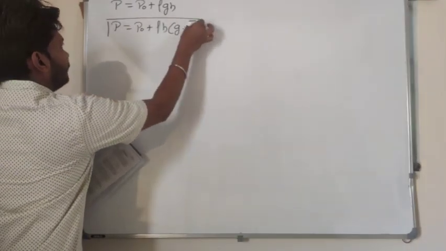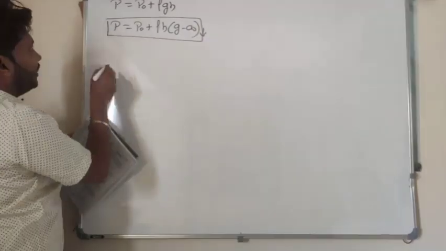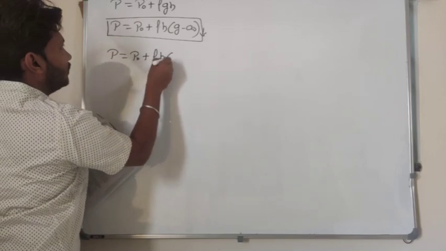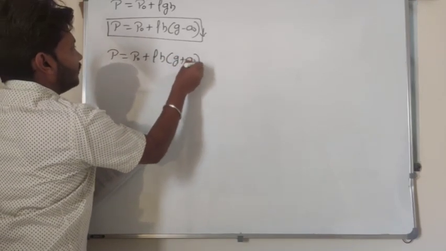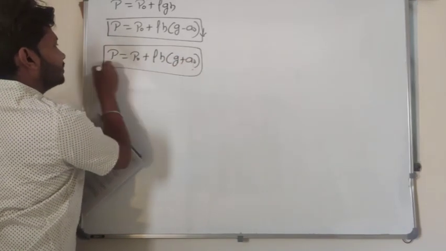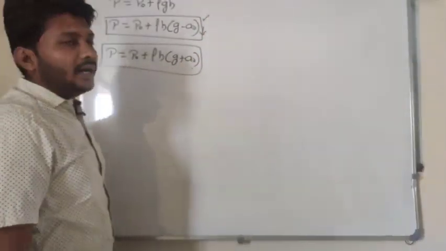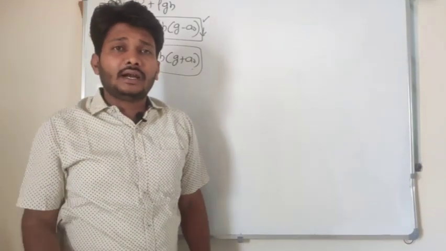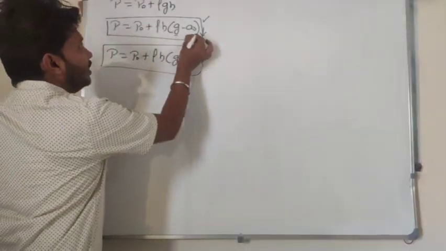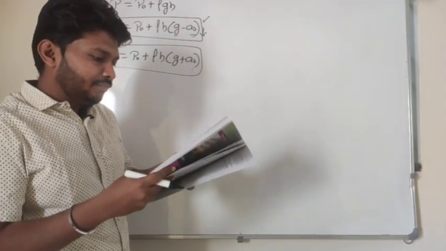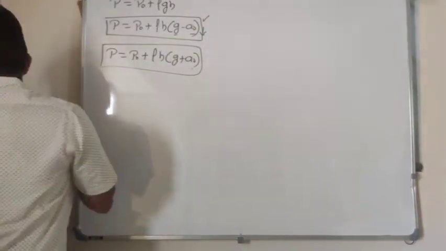So this is the answer. If suppose the body is accelerating in an upward direction, then P is equal to P naught plus rho into h, into g plus a. So remember these two formulas. In the given question they mention that the body is accelerating in a downward direction, so I shall take g minus a naught, the acceleration of the body they mention as a naught, right? So we'll look at the fourth question here.